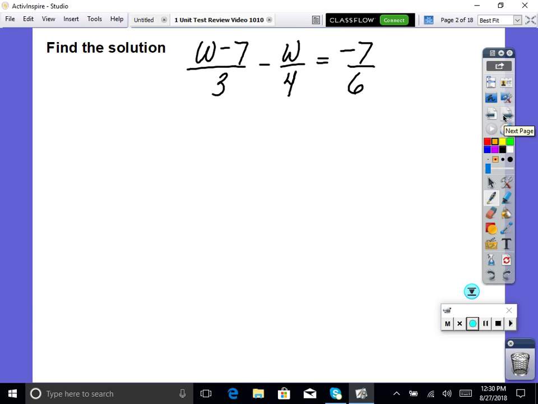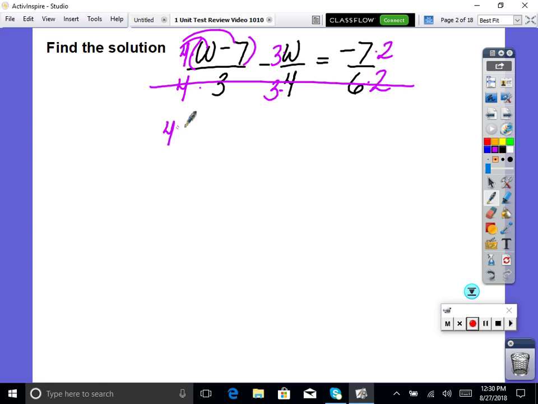Okay, find the solution. If you get something like this, notice there's an equal sign. We're going to need a common denominator. So I'm going to make all the denominators 12. So multiply by 4 over 4, multiply by 3 over 3, multiply by 2 over 2, times each term. Now look, our denominators are all 12, so I can ignore them. Take the 4 and make sure you distribute it through to both. 4w minus 28, I believe. And then we have minus 3w equals -14.